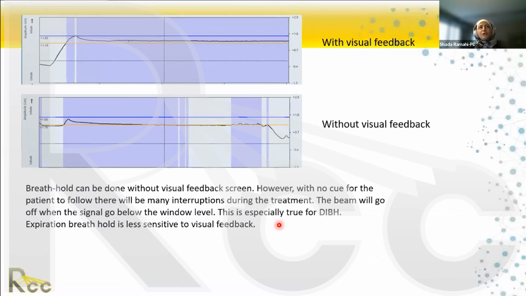Now, if you do breath hold without any feedback circuit for the patient, one day they'll be breathing in very deep, and one day they're breathing in a little bit, or they could be breathing in and out. You're breathing out a little bit, but you're thinking you're not. So this shows the patient that I just showed you, with the feedback.